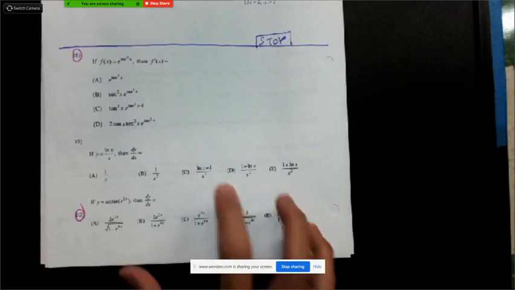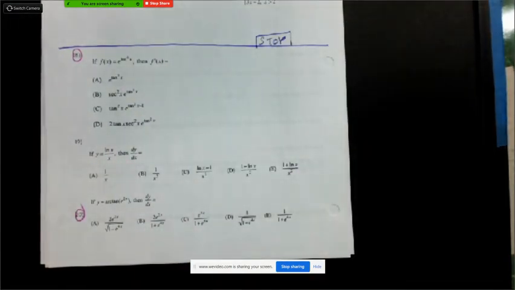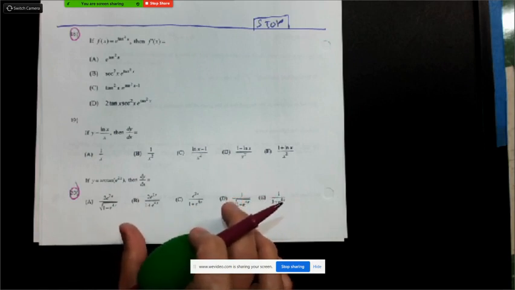For number 18, the hardest thing might be the fact that the derivative of tangent is secant squared, and that's the part you might have forgotten. So let's go over number 18. Can you guys see this from the back? You can see it? Okay.